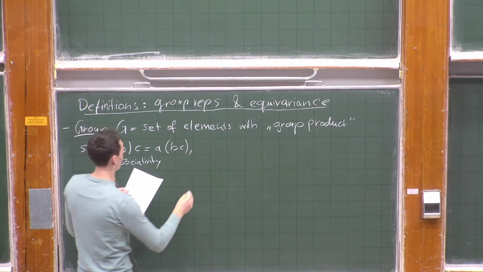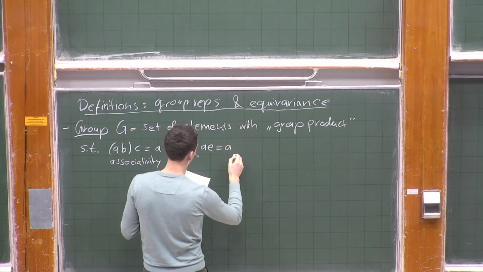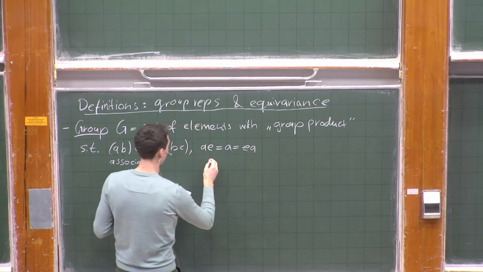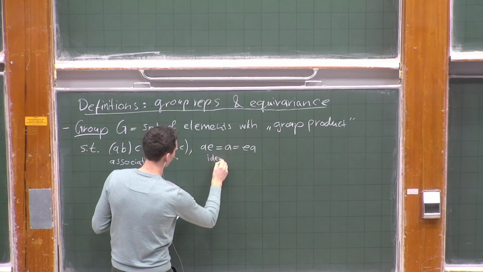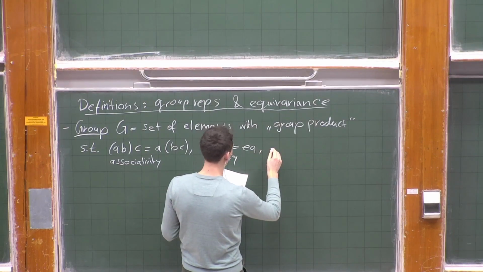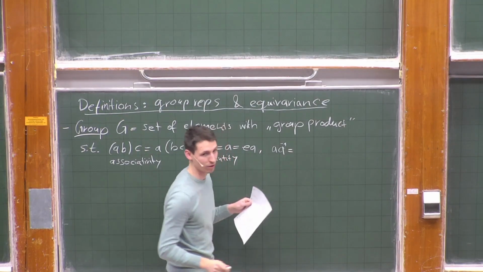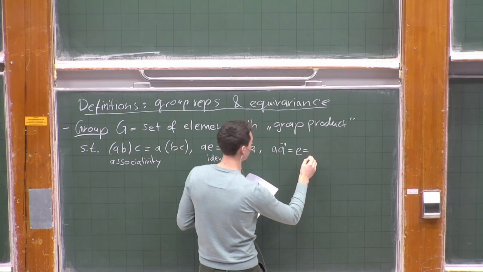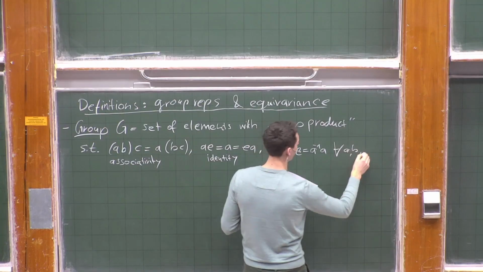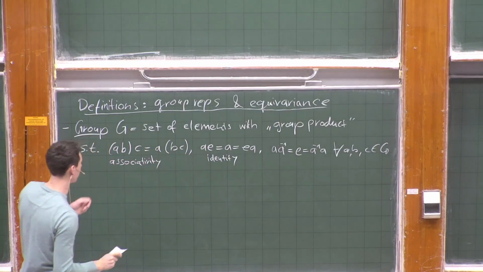Then the second condition is that you have an identity element, which if you take the product with any element of the group, will not change this element. So this is the identity property. And then there's also the property that for every group element, you have an inverse group element, which if you take the product with it, will give you the identity element. And this should hold for all of the elements in the group. Okay, this is what we need for the definition of a group.